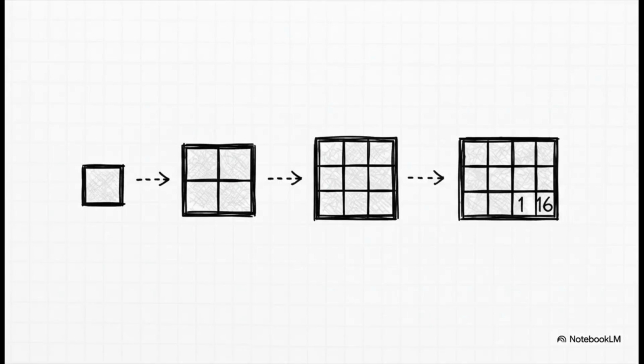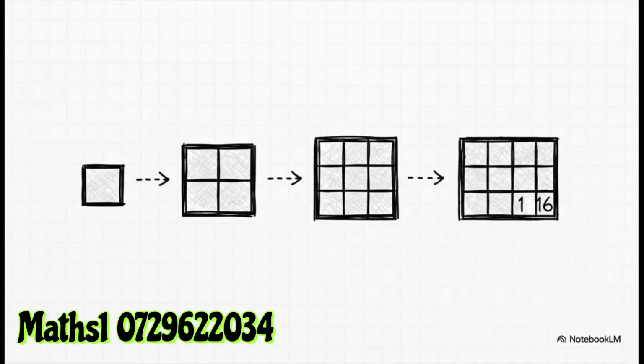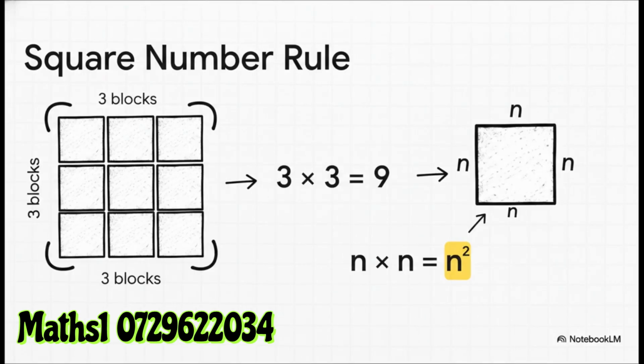All right, let's try another famous pattern, the square numbers: 1, 4, 9, 16, 25. They're called that because you can literally arrange them into perfect squares. But what's the algebraic rule? What's the master key? The secret is hiding right there in the name.